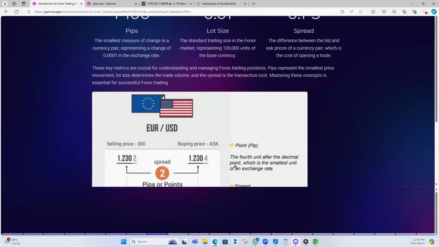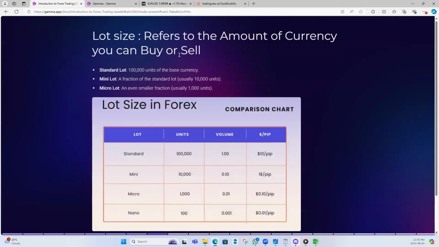Okay, so what is lot size all about? Lot size is basically the amount of currency you can buy. For instance, everything that you buy has a unit of measurement, right? If you are going to buy milk, you say, okay, 1 liter of milk. If you are going to buy apples, you will say, okay, 1 pound of apples or 1 kg of apples. So the unit is the denomination of how much you want to buy. Exactly the same thing here in currencies.